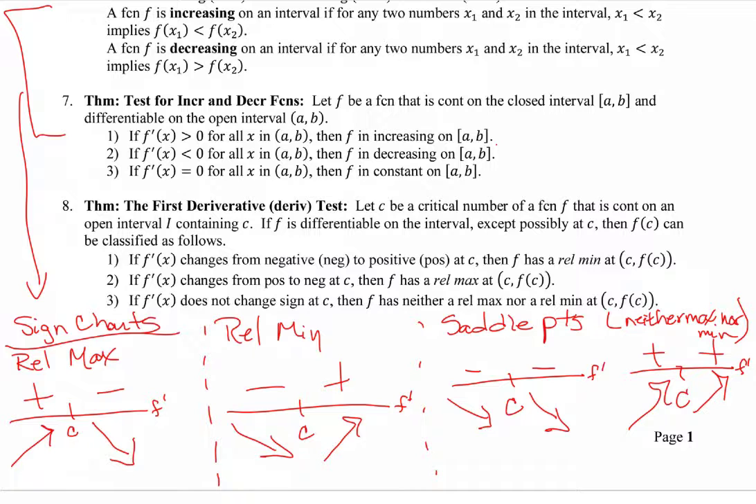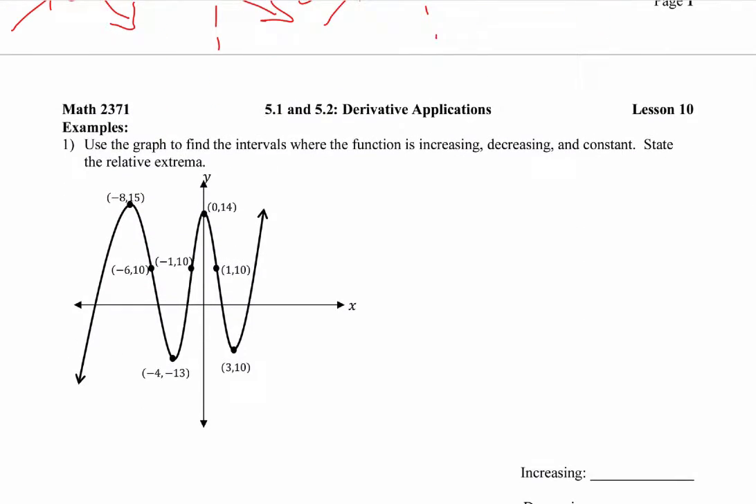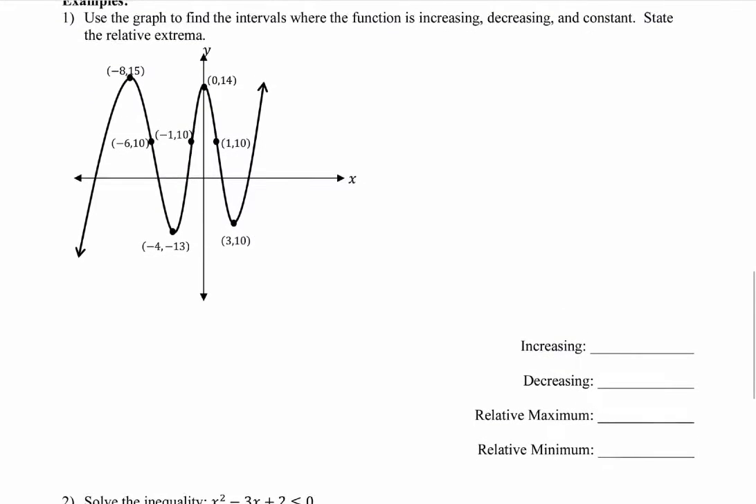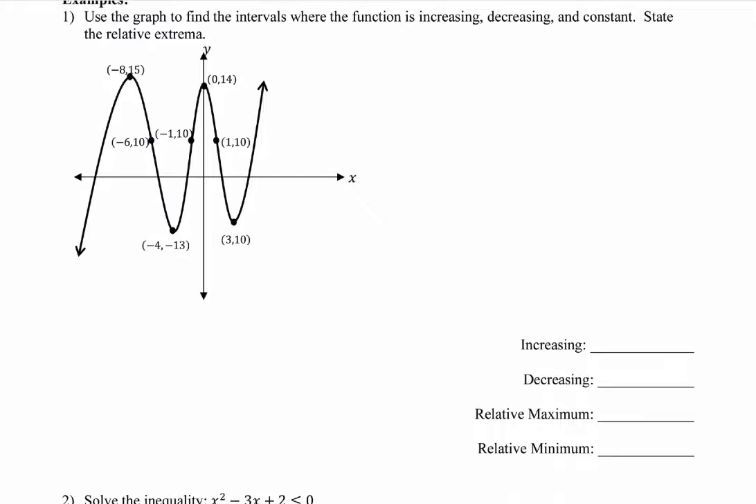Now let's go on and work. For the first couple examples, I'm not going to actually calculate these. I'm just going to review a little bit so that you can see what we're doing, wrap your brain around it and get caught up. Here, we're going to read the graph. We're going to find where it's increasing and decreasing, and the relative max and min. We're just going to read it off the graph.